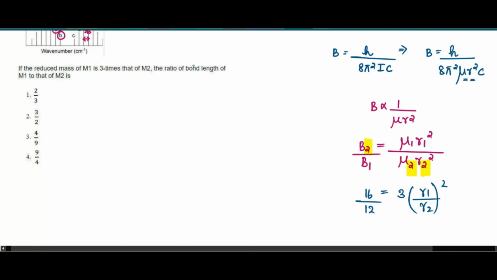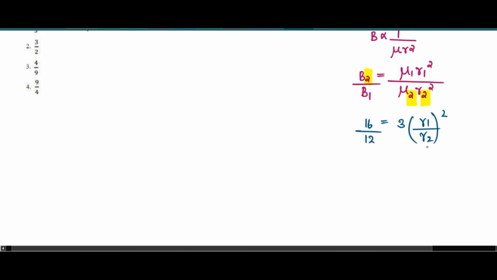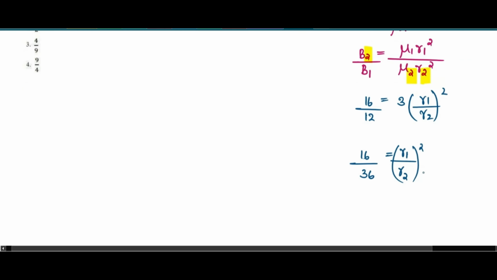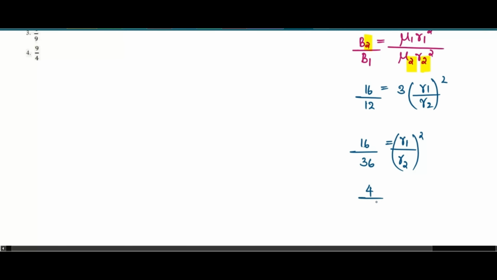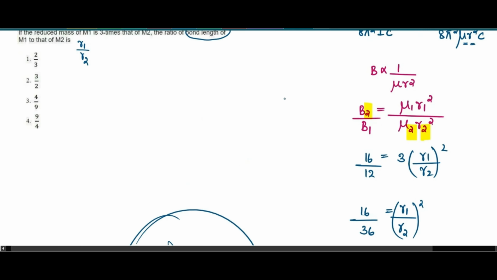What have they asked us? You have to find the bond length of M1 to that of M2. R1 by R2 is what we need to find. Easy, right? If you solve this, R1 by R2 is equal to 16 by 3 times 12, which gives 36, and this is the square over here. You have to take the root. So if you take the root, it will become 4 by 6 is equal to R1 by R2. Or upon cancellation, R1 by R2 is equal to 2 by 3. Option A. Very easy question, a 4 mark.